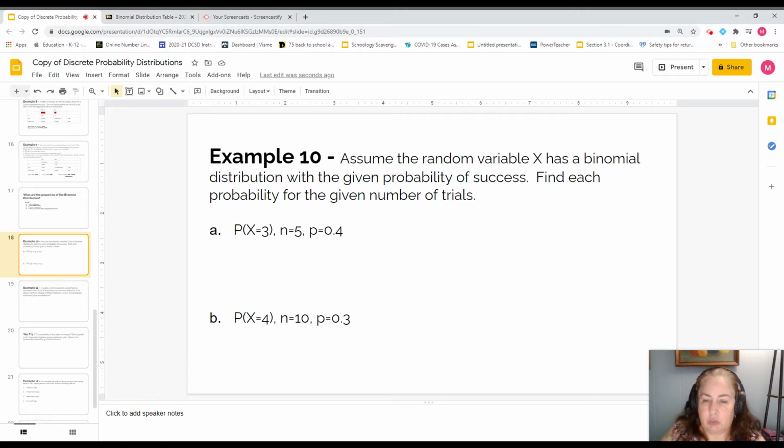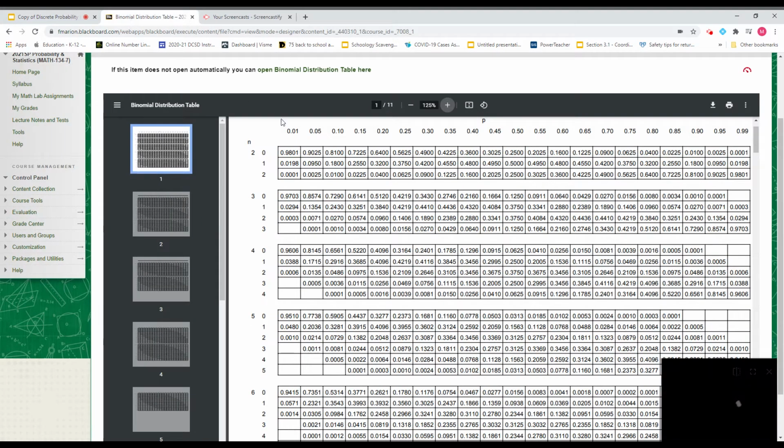This one says we want to assume that the random variable has a binomial distribution, and we want to find the probability for each one of these things. So we want to find the probability that x is equal to 3, given that n is equal to 5 and p is equal to 0.4. So I'm going to go to this table.